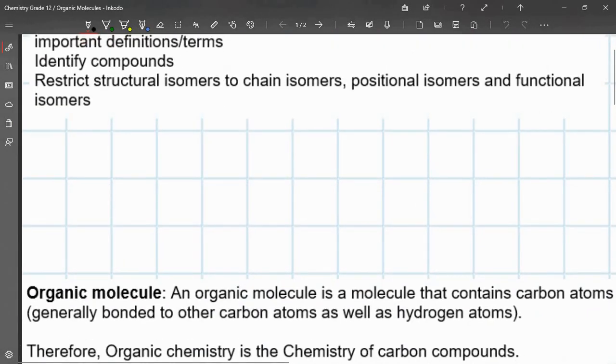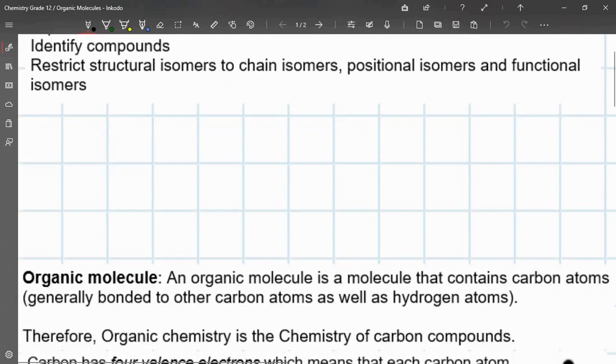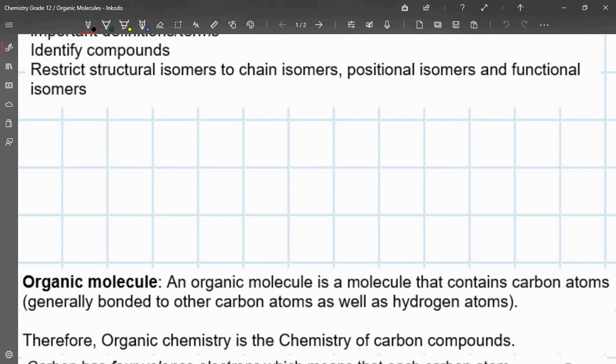So what exactly is organic chemistry? First you have to know what an organic molecule is. An organic molecule is a molecule that contains carbon atoms. These are usually carbon and hydrogen atoms, but we'll understand that there are different types and more compounds that can be combined. But basically, an organic molecule is a molecule that contains carbon atoms, and therefore organic chemistry is the chemistry of carbon compounds. So it's chemistry involving carbon.